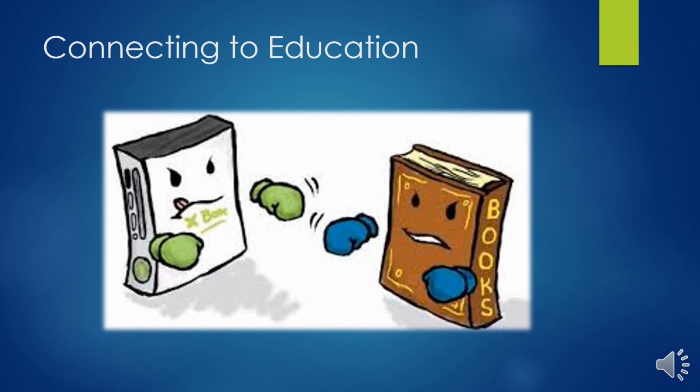Connecting to education. In this picture, we see an Xbox, which is a gaming console, boxing it out with a book, and the book represents the learning environment, education. And we get the negative vibe that, as they are fighting, they do not belong together. They're against each other. However, in the upcoming slides, we'll see the many benefits of incorporating games and avatars to learning.